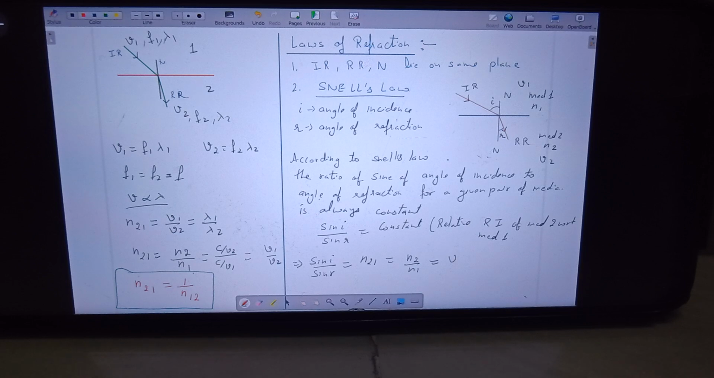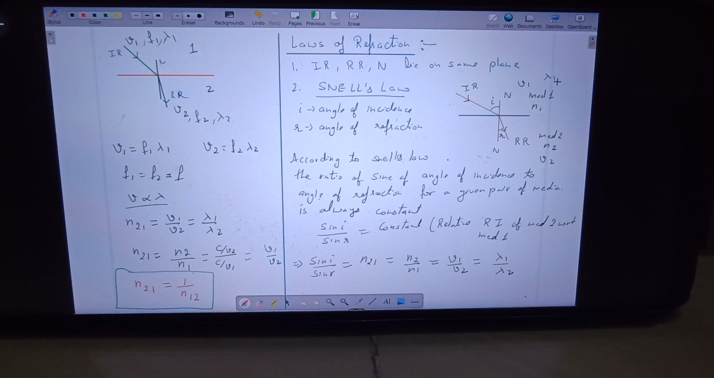In terms of speed of light I can write it as v1 upon v2. Also, in terms of wavelength, we'll write it as lambda 1 by lambda 2. That means sine I by sine R is equal to n21, or n2 upon n1, or v1 by v2. Or we can also write it in terms of wavelength of light in the two media. So sine I by sine R can also be given as wavelength of light in medium 1 upon wavelength of light in medium 2. I hope all these notations are clear to everyone.